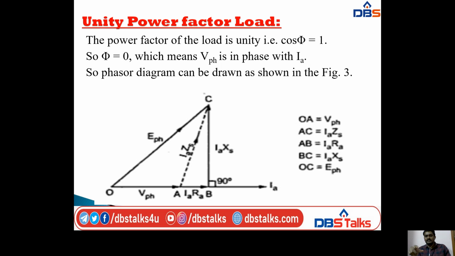That means from this phasor diagram I am writing OA is equal to V phase, AC is equal to IAZS, AB is equal to IARA, BC is equal to IAXS, OC is equal to E phase.